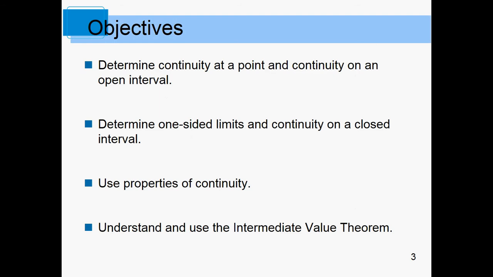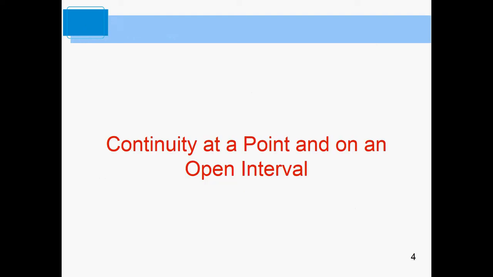So we want to determine continuity at a point and continuity on a complete open interval. We want to determine one-sided limits and continuity on a closed interval. We're going to use some properties of continuity, and then we're going to understand and use the IVT, the intermediate value theorem. We have used the intermediate value theorem before in pre-cal, so that should be a concept that's not too difficult to grasp. Hopefully, if you don't remember it, it'll come back to you when we start talking about it.